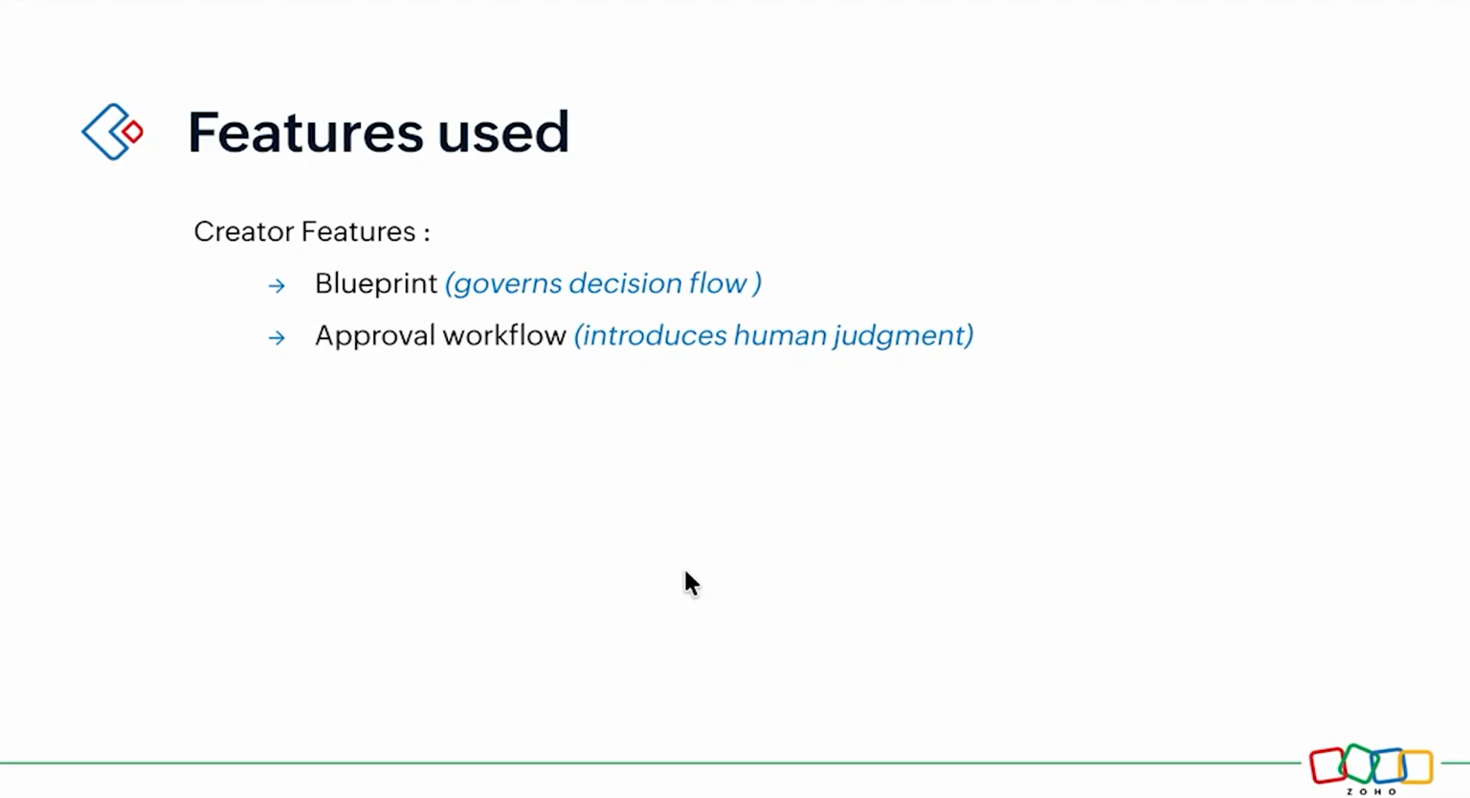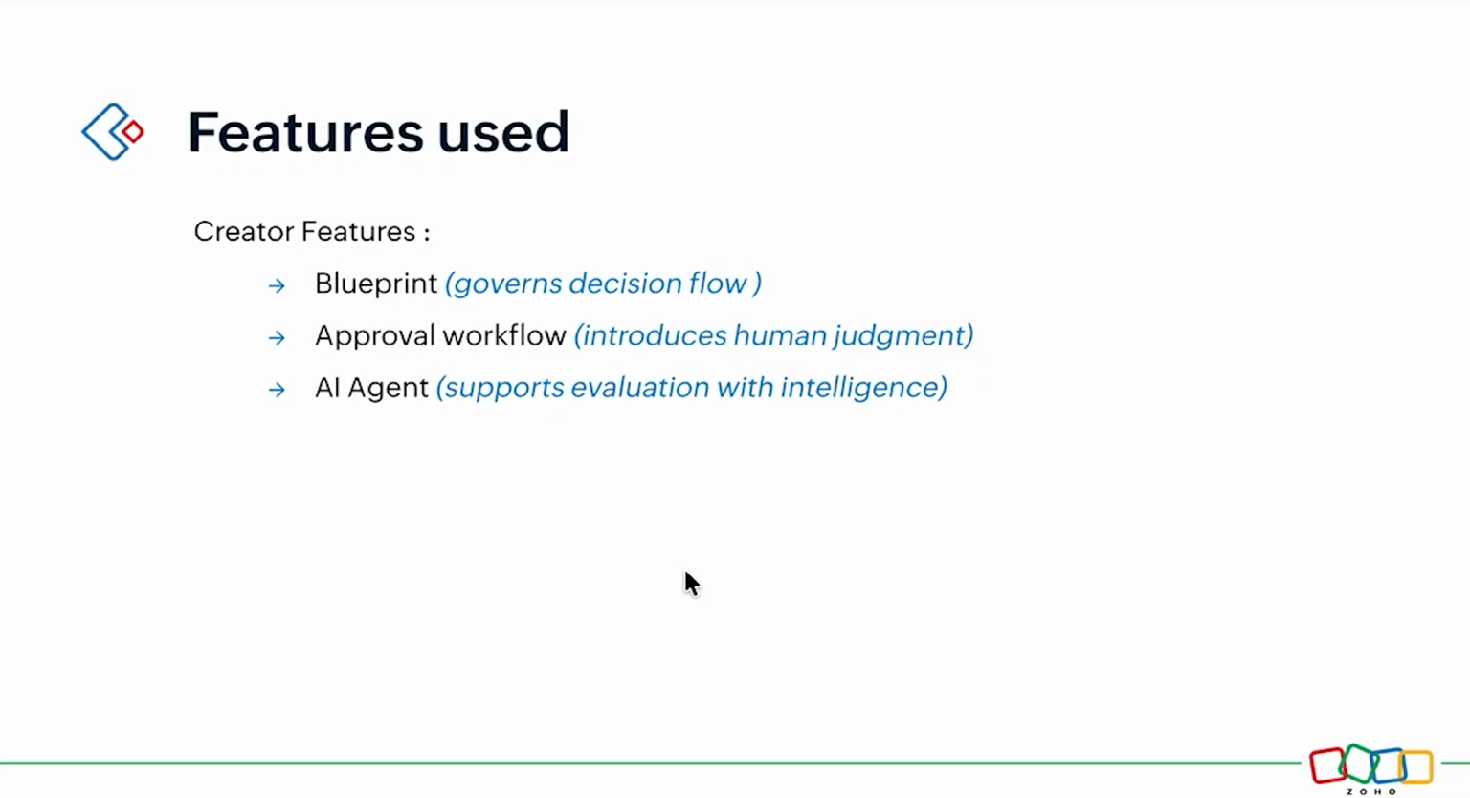In order to make a manager's approval or rejection decision, we can make use of the approval workflow, which helps us introduce human judgment or decision into a particular request. And to make these decisions and the business process more effective, we can also include an AI agent along with the blueprint and the approval workflow. The AI agent helps us support the evaluation with its intelligence.